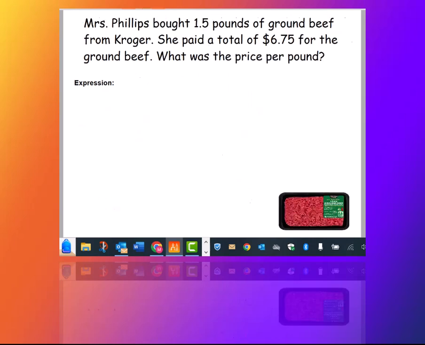Okay, next problem. Mrs. Phillips bought 1 5/10 pounds of ground beef from Kroger. She paid a total of $6.75 for the ground beef. What was the price per pound? So it's telling us the total, which is telling us that this is a division problem. And we know the total goes first in your division expression. And this time we're dividing it into groups of 1.5 pounds. Okay, so this is your expression.